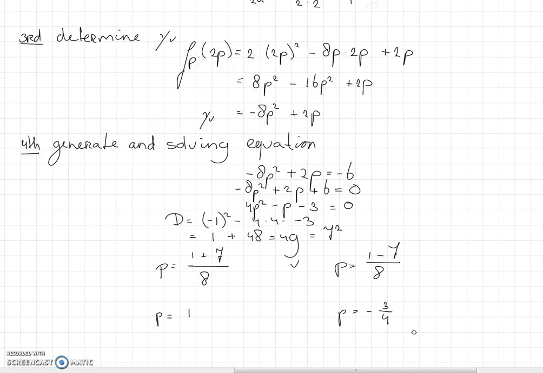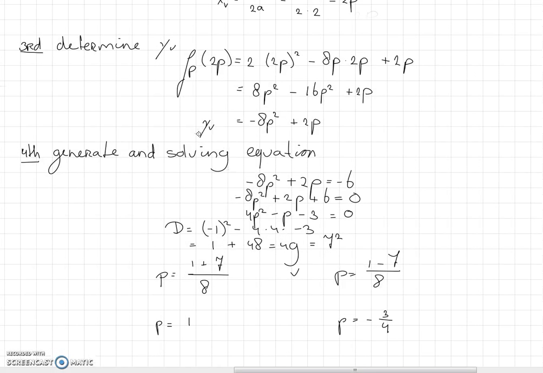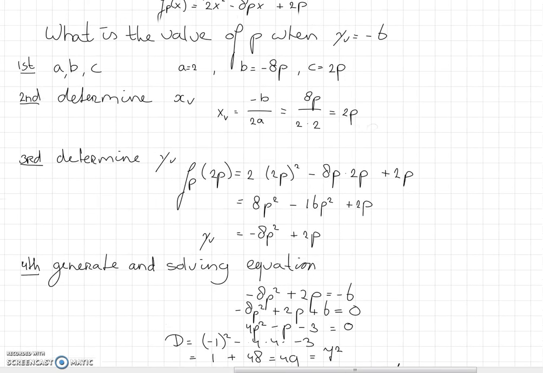So for p is 1 or p is negative 3/4, the y-coordinate of the vertex is equal to negative 6. So that answers our question.